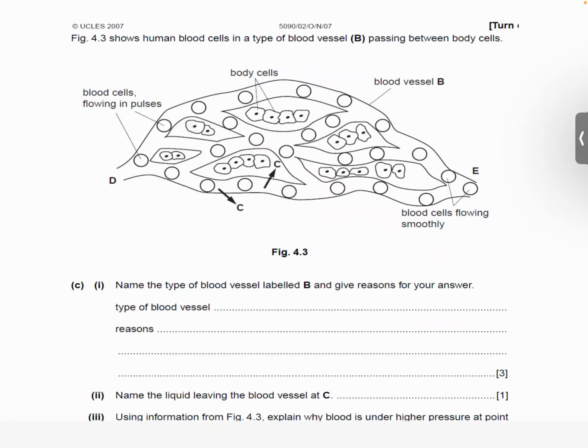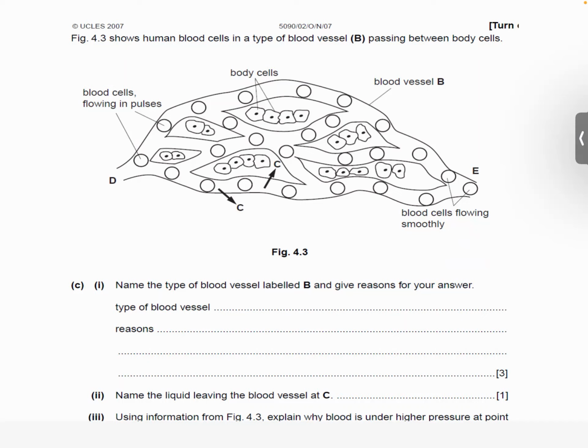Which should be that end? D. The capillary end, and which is the venous end? Venous is E. Okay. What tells you that venous is E and capillary is that one? What tells you that the venous end is E and the capillary end is D?